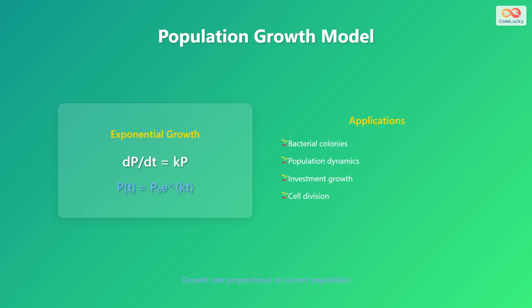This model has numerous applications, including bacterial colonies, population dynamics, investment growth, and even cell division. A key concept here is that the growth rate is directly proportional to the current population.